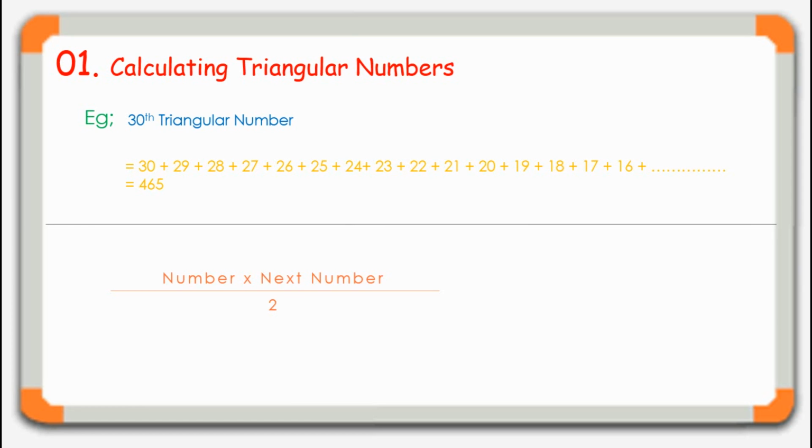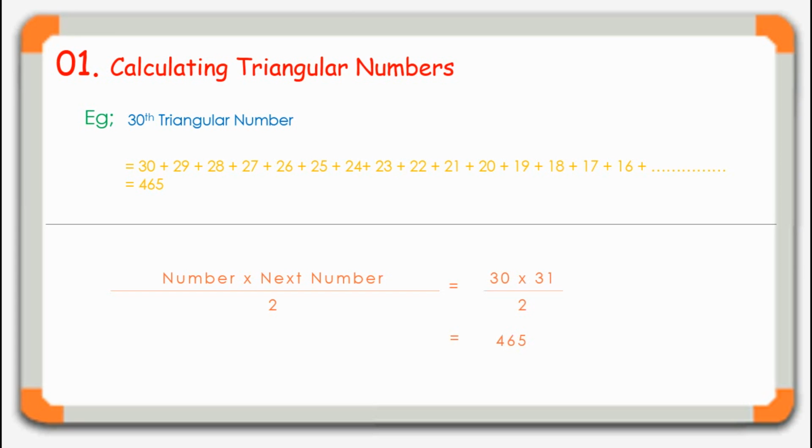So for example, if we take the 30th triangular number, we put 30 and you multiply that with the next number, that is 31. So you get 930. So when you divide 930 by 2, you get 465. So that is how you calculate triangular numbers of bigger values within a finger snap.